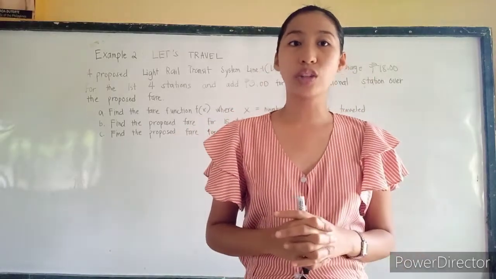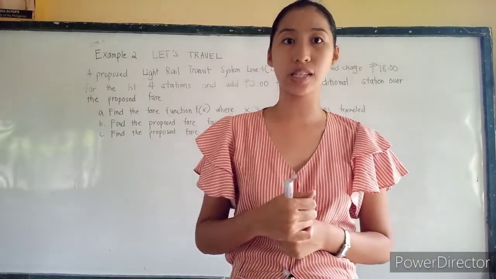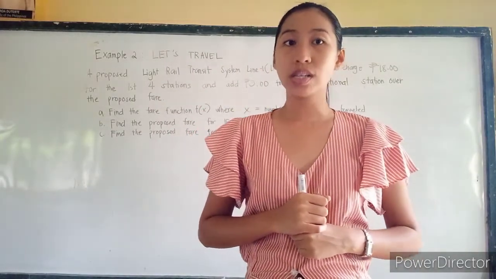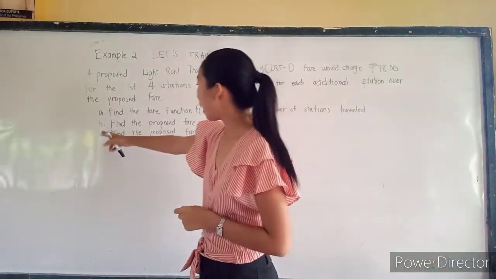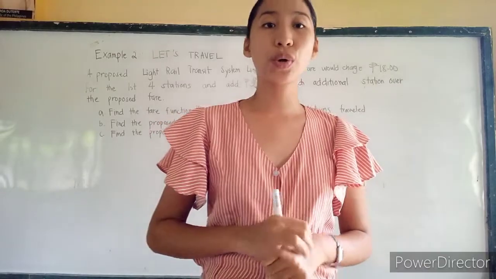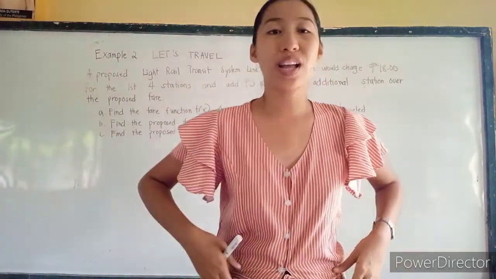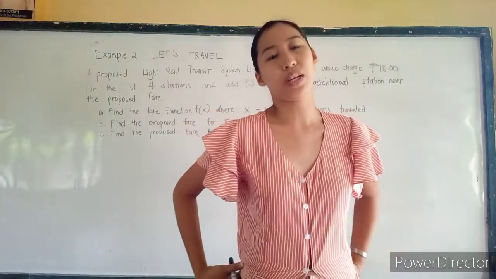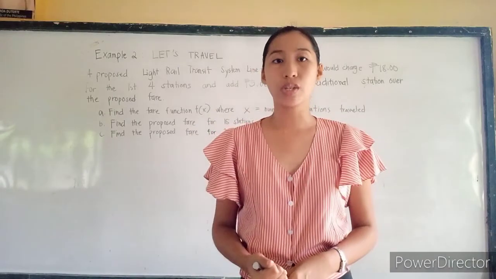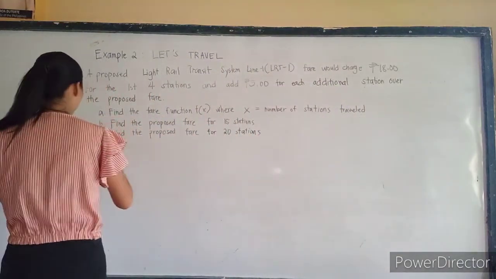So, what we will do is, the first one asks to find the fare function f of x. We will make piecewise functions so we can use them to answer letter B or letter C. This time, I will not draw anything. Earlier, I drew only to help you understand the situation. But this time, let's go directly to the process of how you answer the problems. Okay, let's answer letter A.